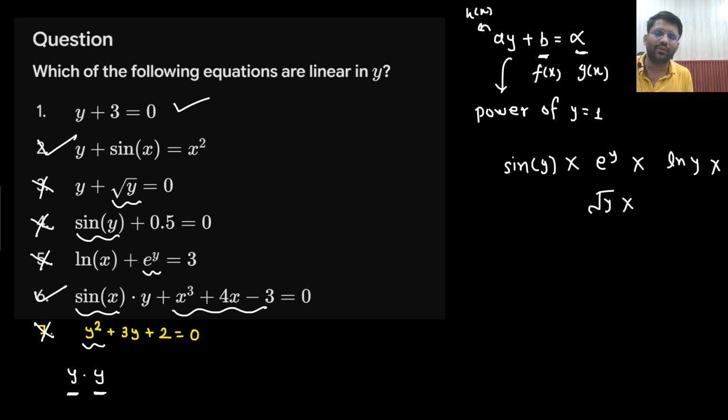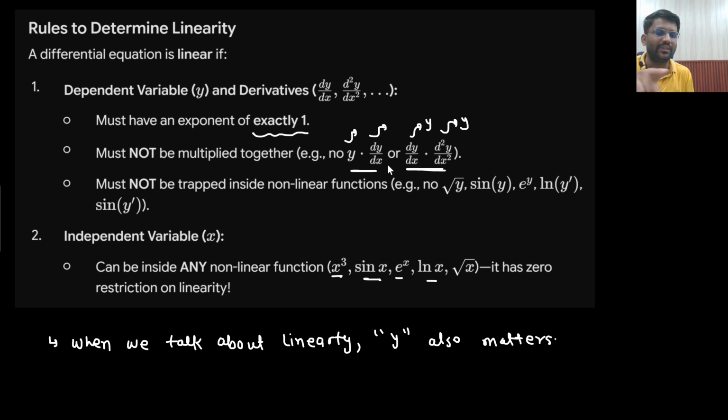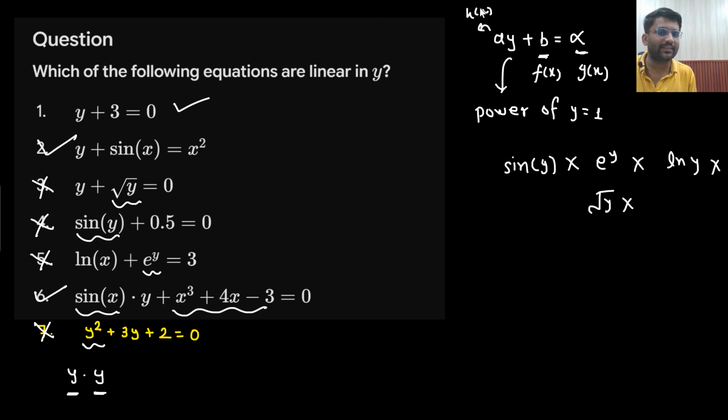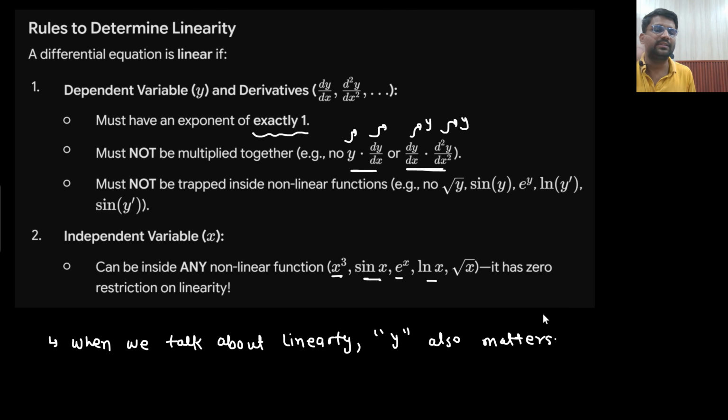This is something that I told you, no? A function of y multiplied with a function of y is not acceptable for me. y alone should be there. That means dy by dx alone should be there, d2y by dx2 alone should be there. With me, a function of x could be applied, multiplied, or added as well. I don't care. Anything about x, I don't care. But y multiplied with y, that is the problem for me.